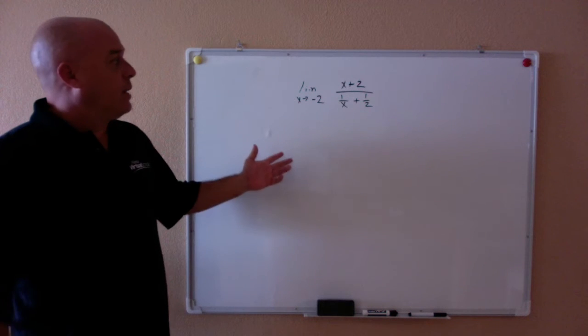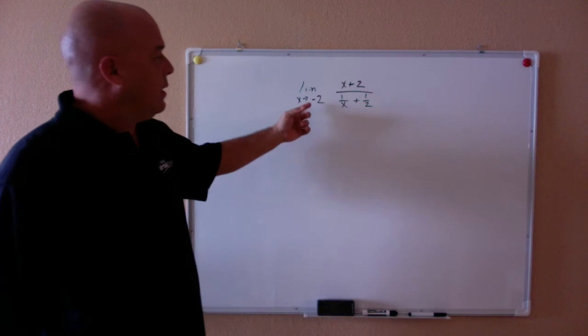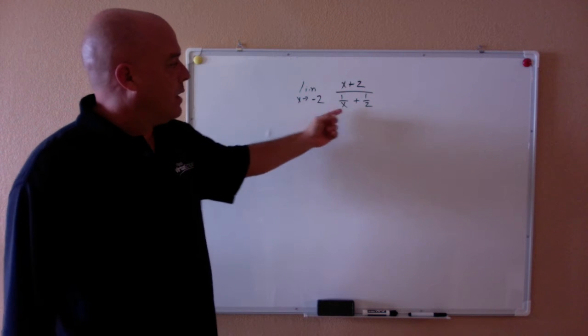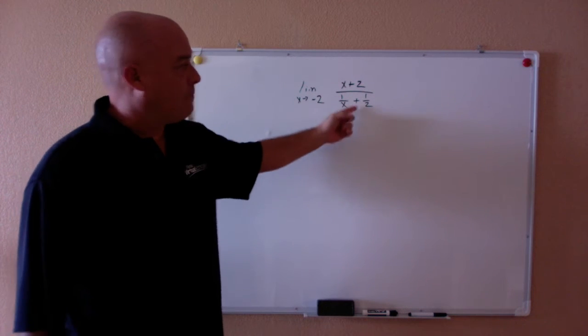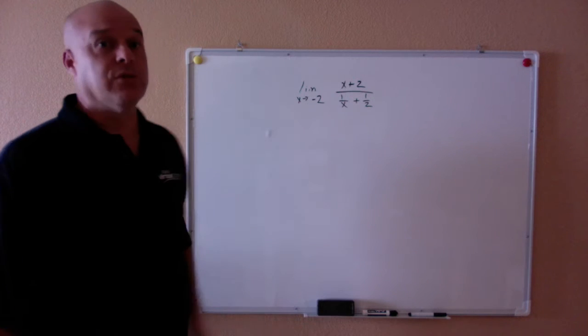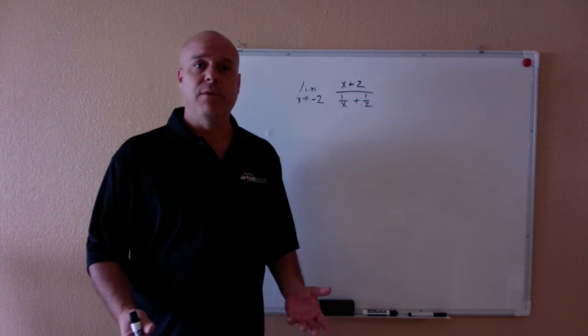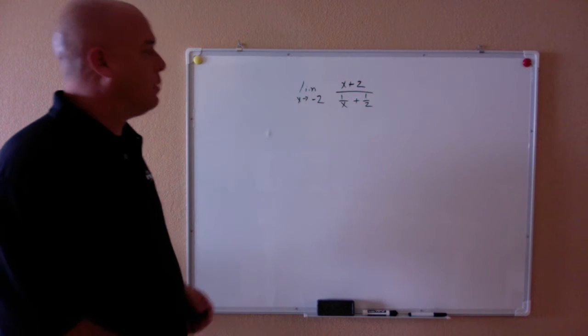Now, again, we can plug in if we want to. We can plug in -2. I would get -2 plus 2, which is 0. I plug in -2 down here. I get -1/2 plus 1/2. I get 0 over 0 again. So there's probably going to be some kind of algebraic way that I can simplify this to make this problem a little bit easier to do.